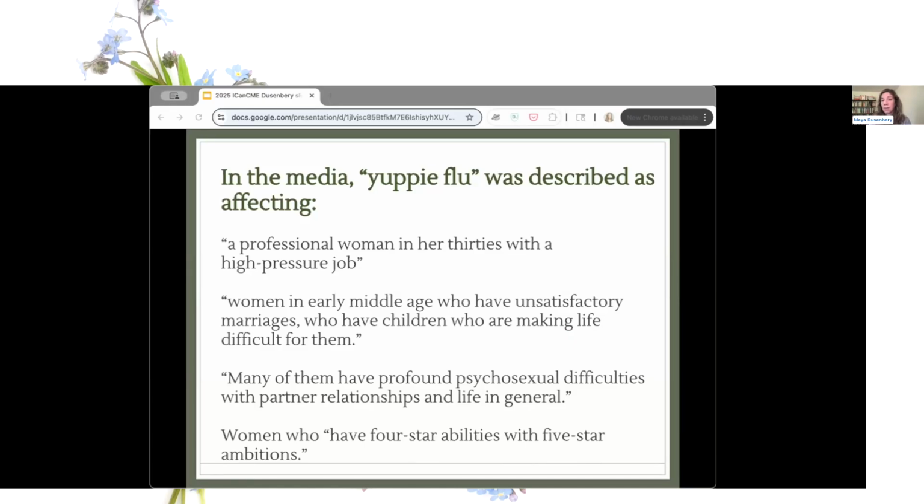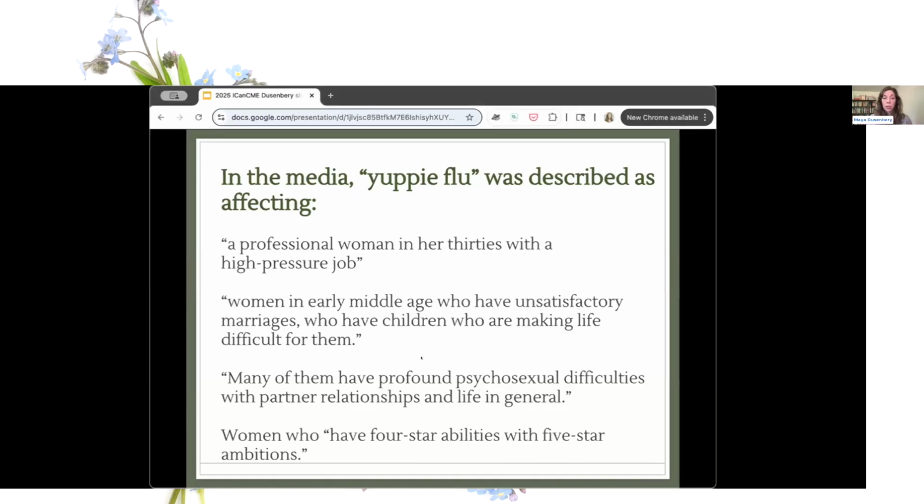So the idea was that feminism had convinced women that they wanted to have it all by combining a career and a family. They were overextended, burnt out, and they were subconsciously looking for an excuse to slow down. And a diagnosis of ME provided a legitimate medical reason for their fatigue.